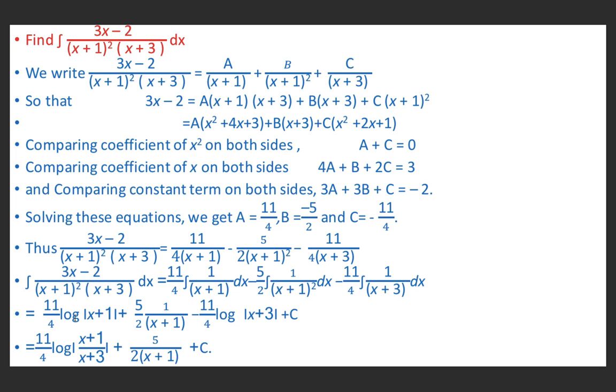So we know that log m minus log n is log m upon n. 11 upon 4 is constant in both the terms. So 11 upon 4 log x plus 1 upon x plus 3 plus 5 upon 2 x plus 1 plus c. So we have obtained the integration of this proper rational function, in which we had in the denominator x plus 1 whole square and x plus 3. This is a linear factor and this is also a linear factor, but it is repeating twice.